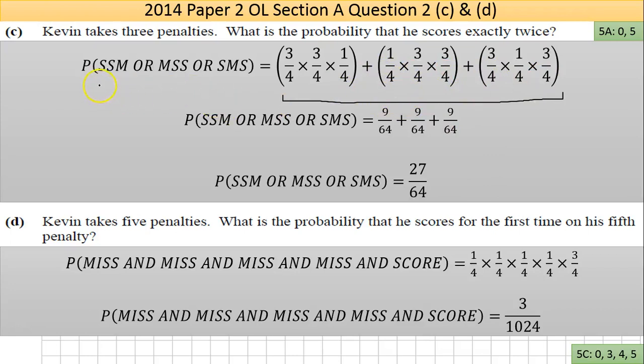You have to remember that when they say score exactly twice, there are different ways you can do that. Once you realize that, you've already proven in part B and A that you understand the score, score thing. 3/4 times 3/4, score and miss. Now, once you put this whole thing through the calculator, it's a pretty big chunky calculation. You're going to end up with your 9 over 64 plus 9 over 64, etc. And when you add them together, you end up with the simplified fraction 27 over 64.